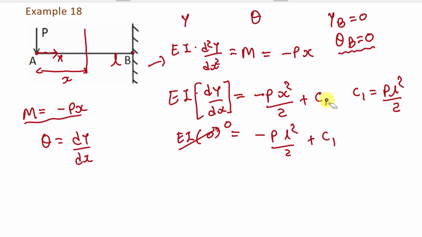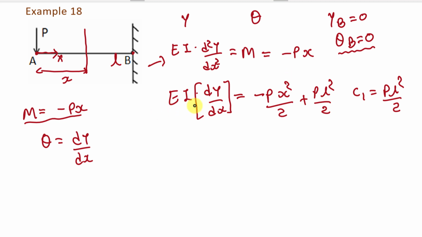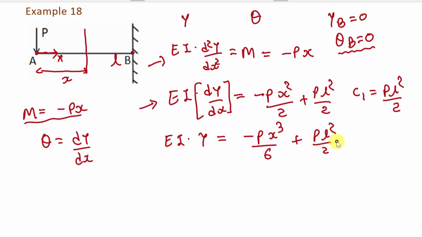So now we will put the value of C1 here. So it will be PL square by 2. Now to find the value of deflection y, we have to integrate this expression. So it will be EI into y, that is the integration of dy by dx, which is equal to, what will be the integration of minus Px square by 2? It will be minus Px cube by 2 into 3, which is 6, plus the integration of this term, which will be PL square by 2 into x, plus there will be a constant C2.